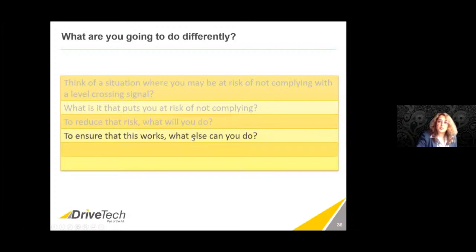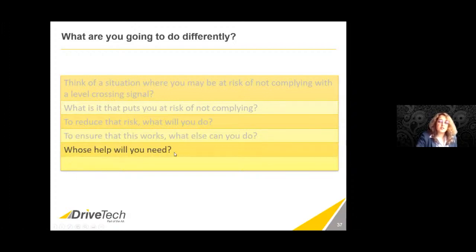To ensure that this works, what else can you do? So, you know, you could slow down gradually approaching the level crossing so the barriers are down by the time you get there, if you know that there is a level crossing. I wouldn't get into a confrontation with any other drivers, because you're sharing the roads with the good, the bad, and the ugly. You don't know who you're sharing the roads with. They could get out the car. It could get very, very ugly.